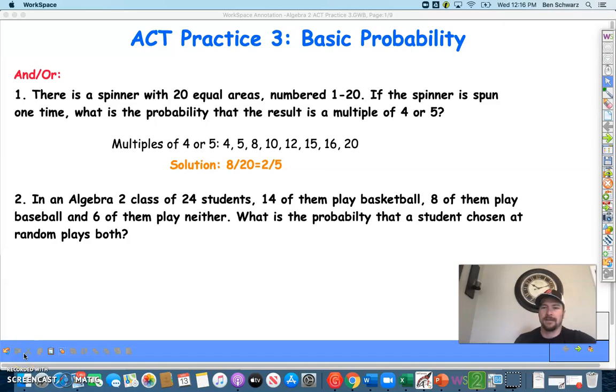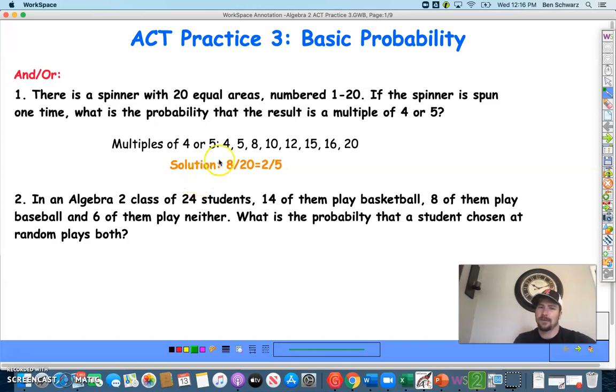All right, so for this lesson, we do a little review of probability. Something you probably haven't done since stats, but it is an Algebra 2 topic, and it does show up on your ACT. Obviously, we're not going to be able to cover everything in probability, but some basic questions that you should be able to figure out on a test.